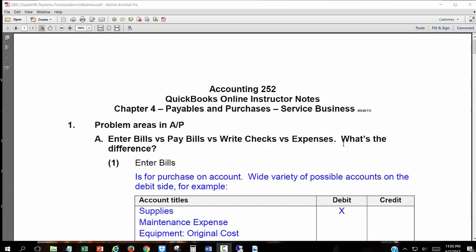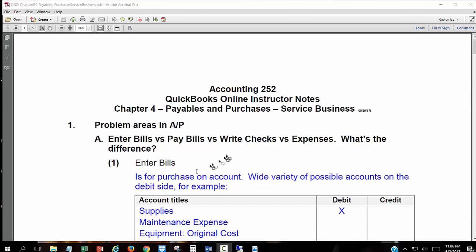This video will go over the basics of payables and purchases for a service business. In Chapter 4, many new transactions are introduced and it's easy to get them mixed up. Here are some problem areas that you can expect in the payables and purchases area. Entering bills, paying bills, writing checks, and expenses are all a different thing.